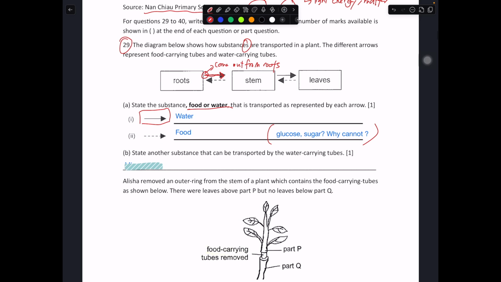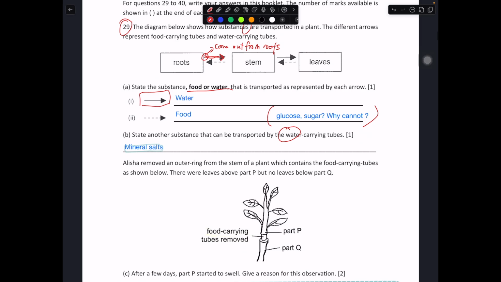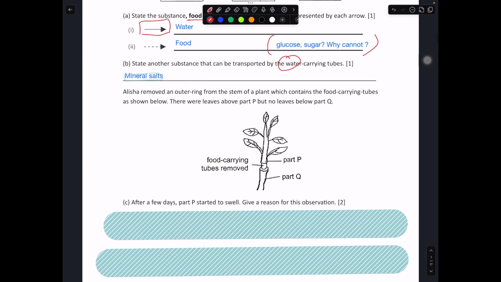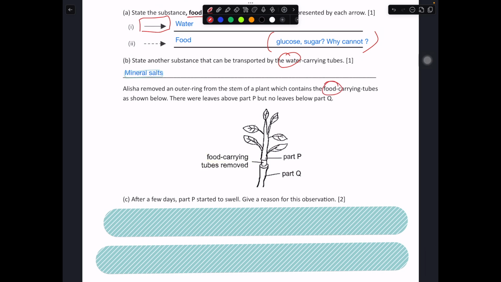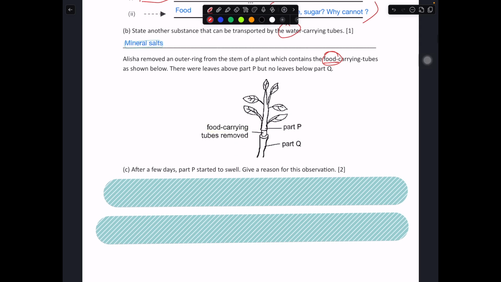Name another substance that's transported by water carrying tube. This one is pretty straightforward, mineral salts. The roots will absorb water and mineral salts and then transport them out to the stems, to the leaf, to be used by all parts of the plant. Mainly the leaf will use it for photosynthesis. Okay, so Alicia removed an outer ring from the stem which contains the food carrying tube as shown. So they already tell you that the food carrying tube is being removed, water carrying tube intact. So there are leaves above part P but no leaf below part Q.